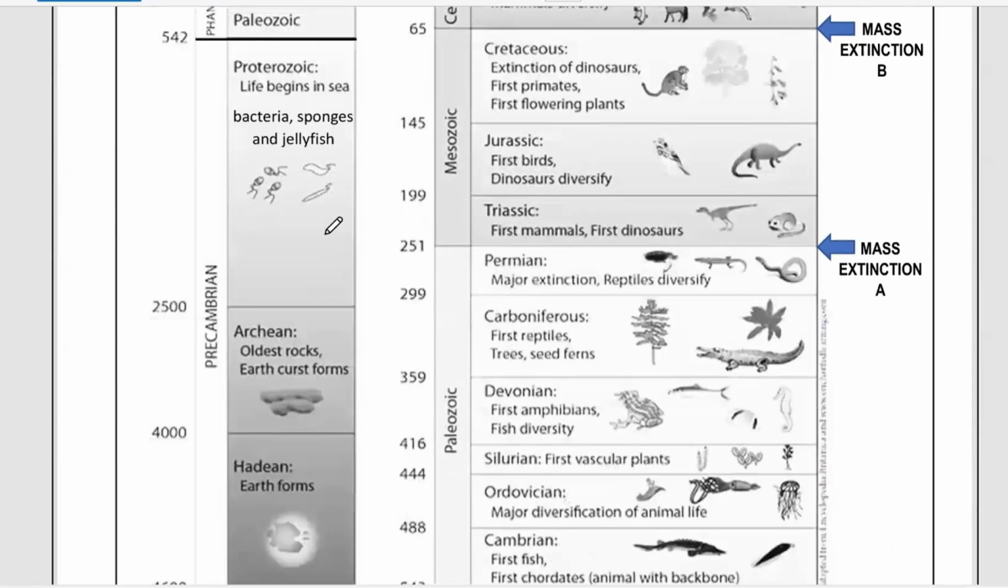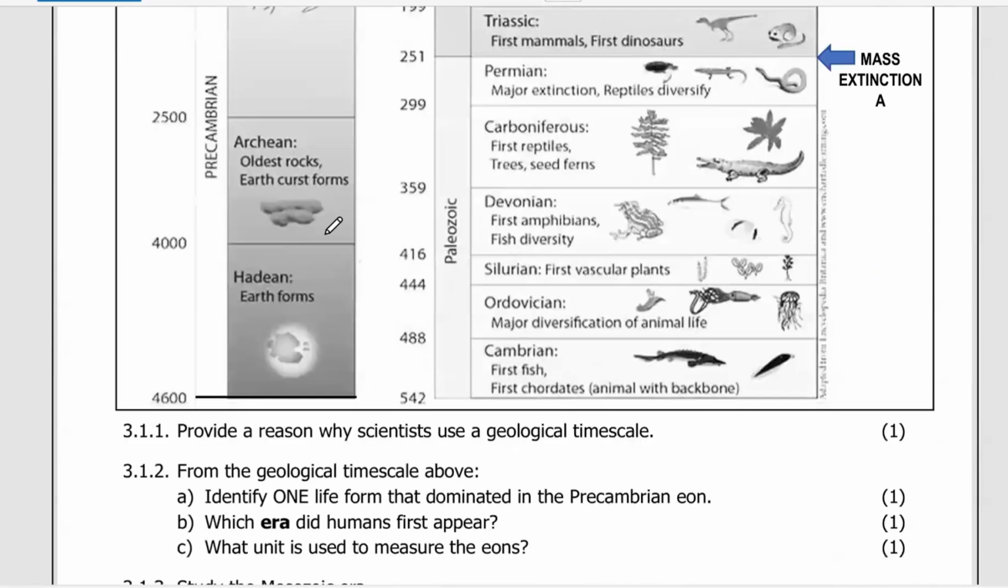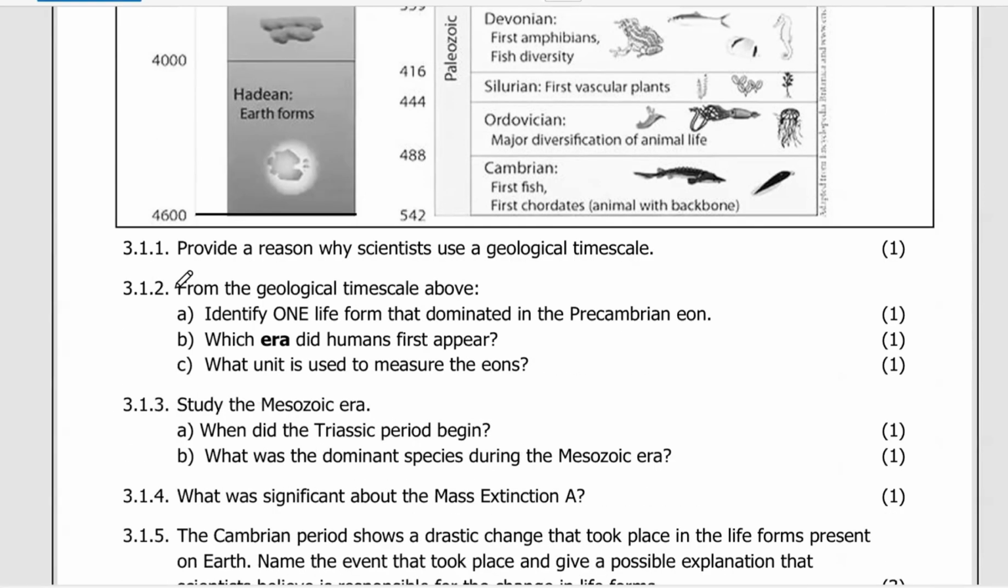We go to the last question, that is question number 3. What are they looking at? They're looking at providing a reason why scientists use the geological time scale. We say that scientists use the geological time scale to divide the Earth's history into manageable time frames.